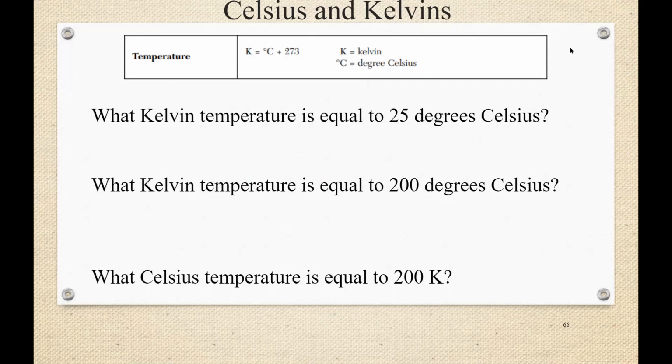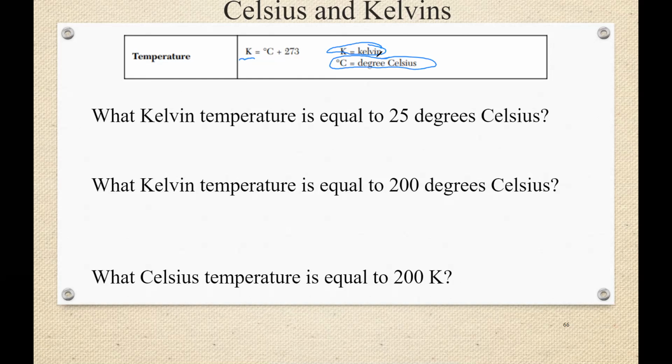I'm going to annotate this, X this out, and utilize this formula. So our formula is kelvins equal degrees Celsius plus 273. Kelvin is just another unit of temperature, just as Celsius is. In America, we use Fahrenheit, but since this is a science class, we use the International System of Units.